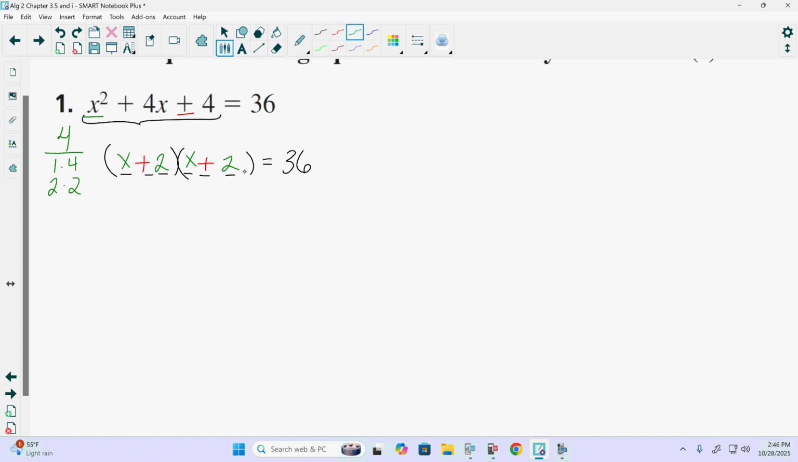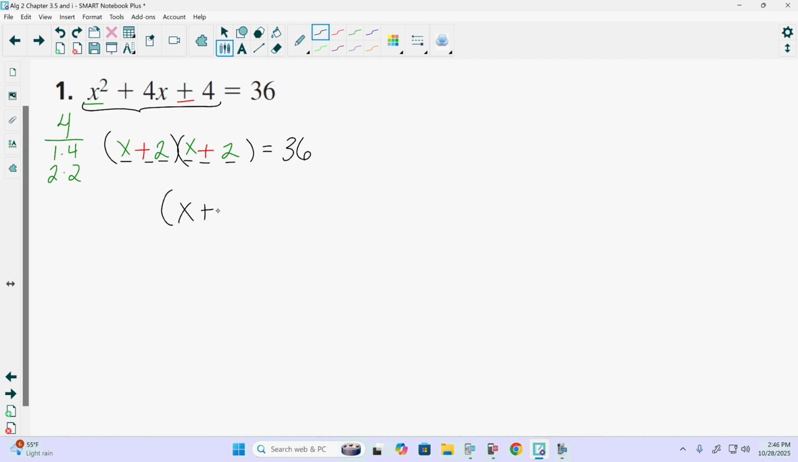Pause for a minute there, but part of the reason we want 2 and 2 is, again, we want to be able to rewrite this as a single set of parentheses being squared. And the only way we can do that is if these two sets of parentheses are the exact same. And since they are the exact same, we can condense it down to x plus 2 squared. Questions on this here?